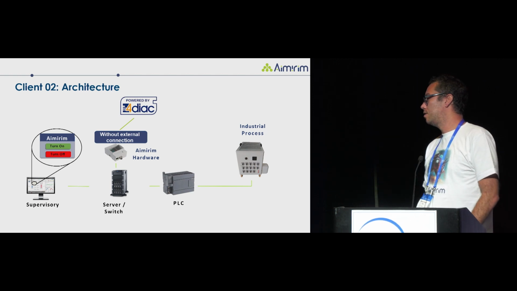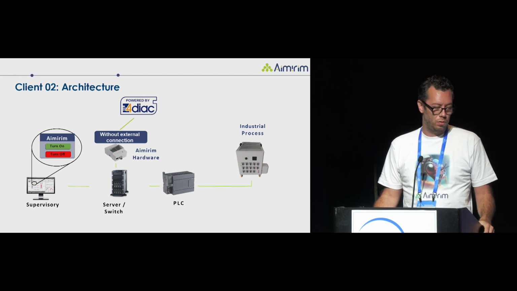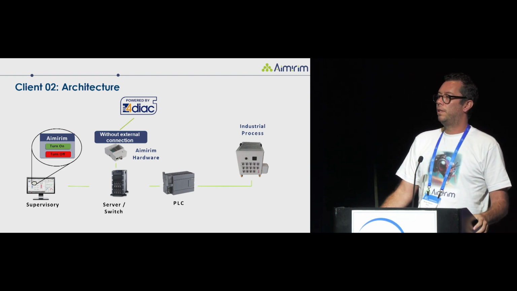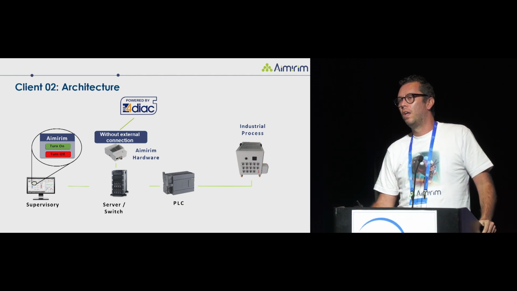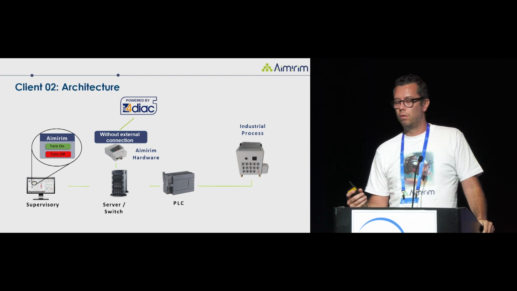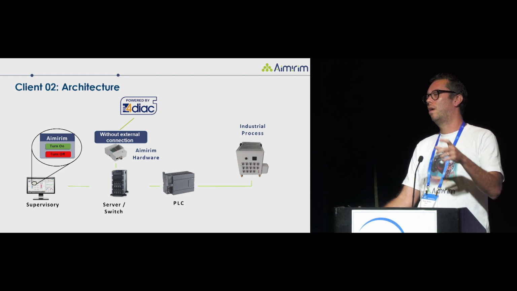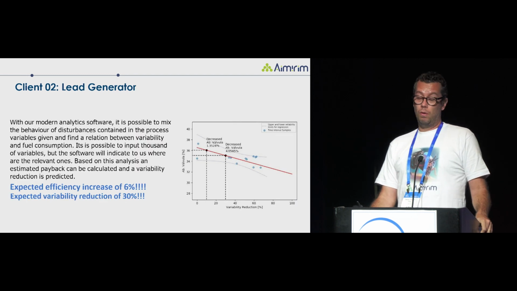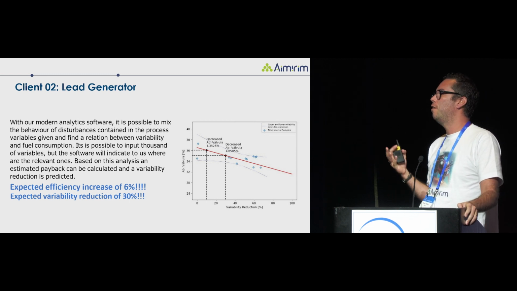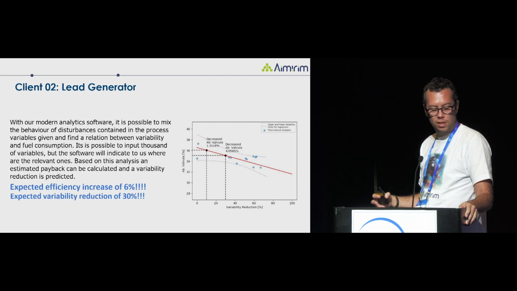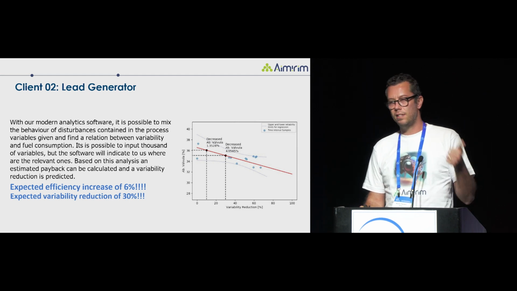The second case is the biggest manufacturer of tobacco in the world. They have a facility in our city, Uberlândia, in Brazil. The architecture is the same, but the first process we dealt with was the drying section of tobacco, and they used gas as fuel. So we became a little more careful, because it's more dangerous to deal with gas. First, we generated a lead to predict the savings for this client. We expected an efficiency increase of 6% and a variability reduction of 30%. And then the client said, okay, move forward.